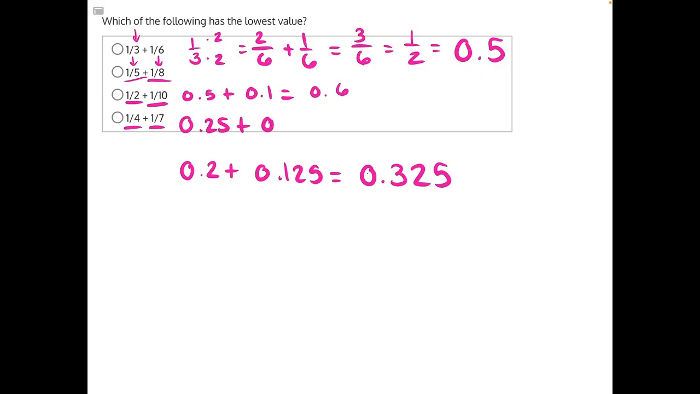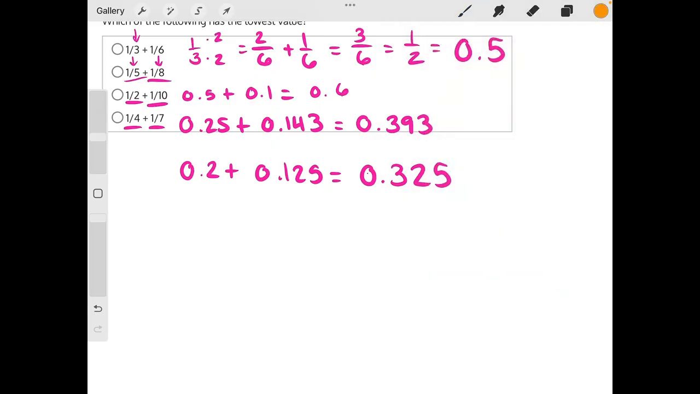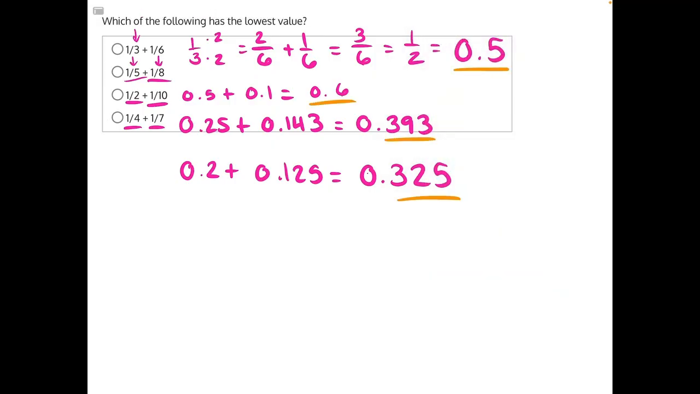And finally, for the last answer choice, we have 1/4, which is equal to 0.25, plus 1/7, which is equal to 0.143. And when we add these two together, we'll get about 0.393. So these are now all 4 of our decimals. And to look for the lowest value, we can see that 0.325 is our lowest value, and that corresponded with this answer choice, making answer choice B our correct answer.